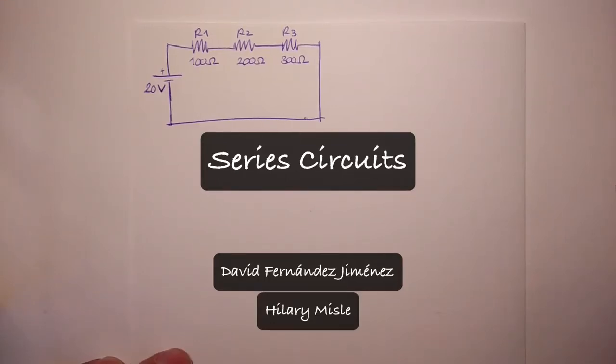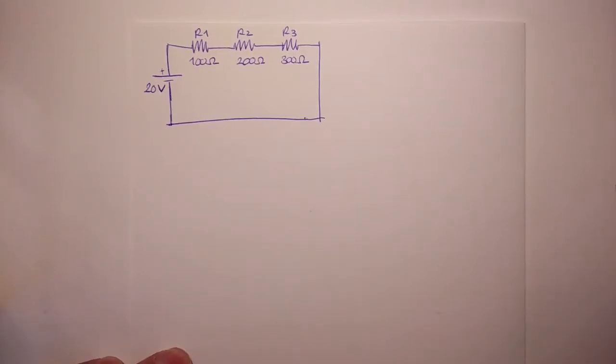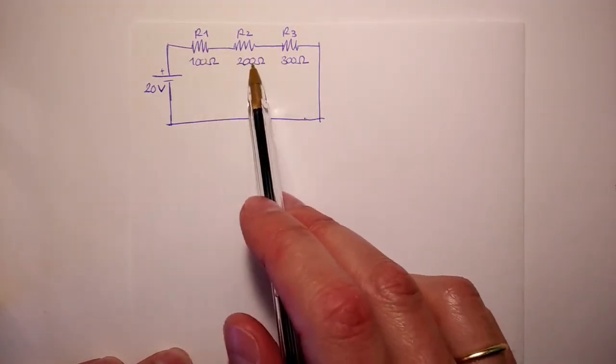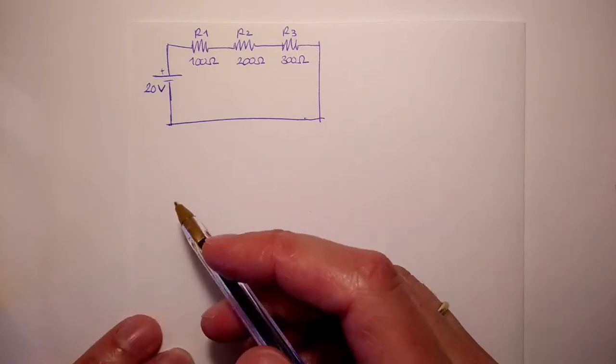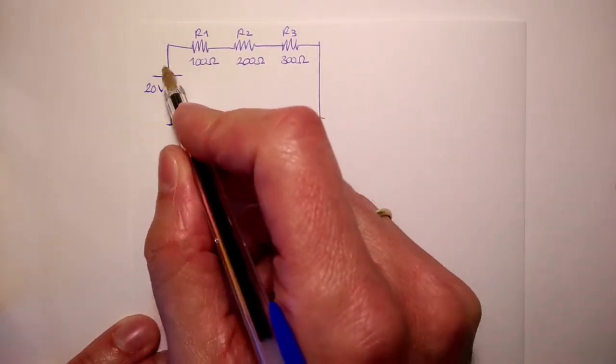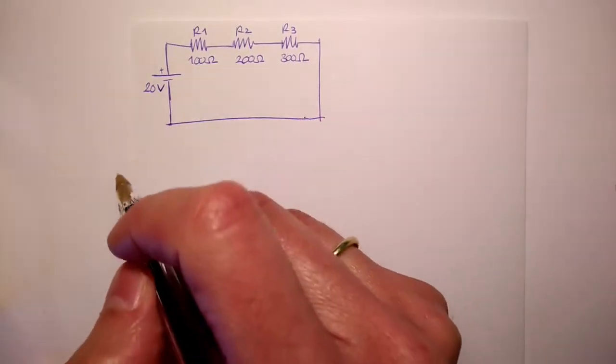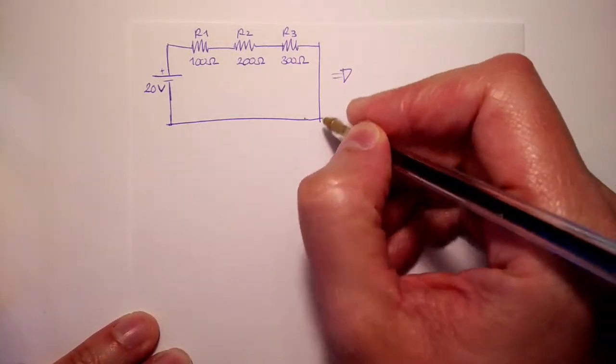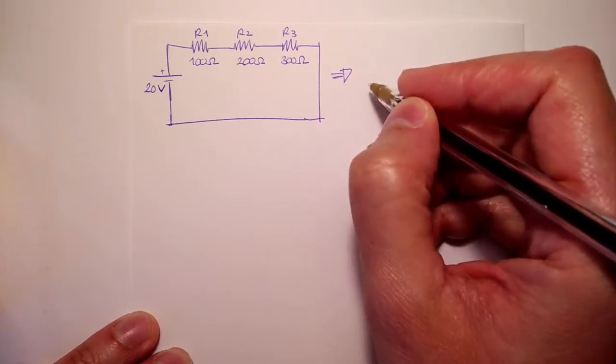In this video, we will analyze a series circuit with 3 resistances. There are 3 resistors of 100, 200, and 300 ohms respectively. They are connected to a source of 20 volts, positive and negative.